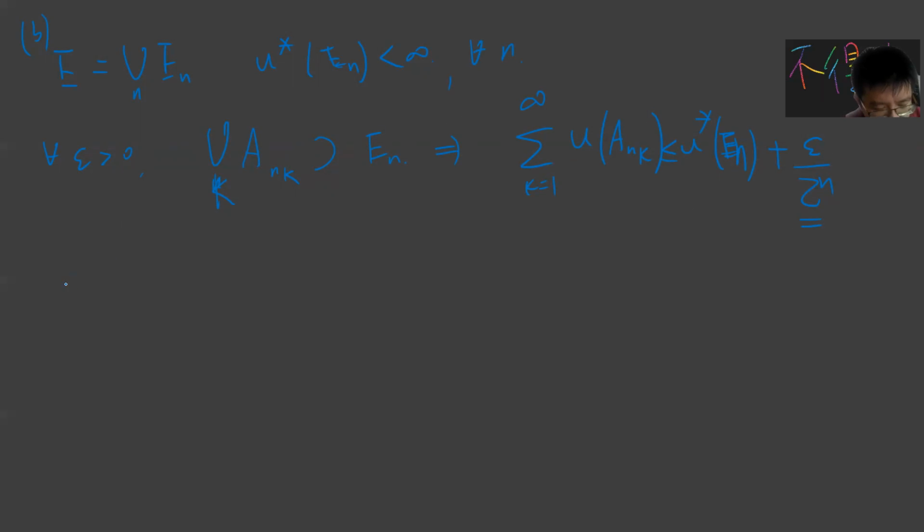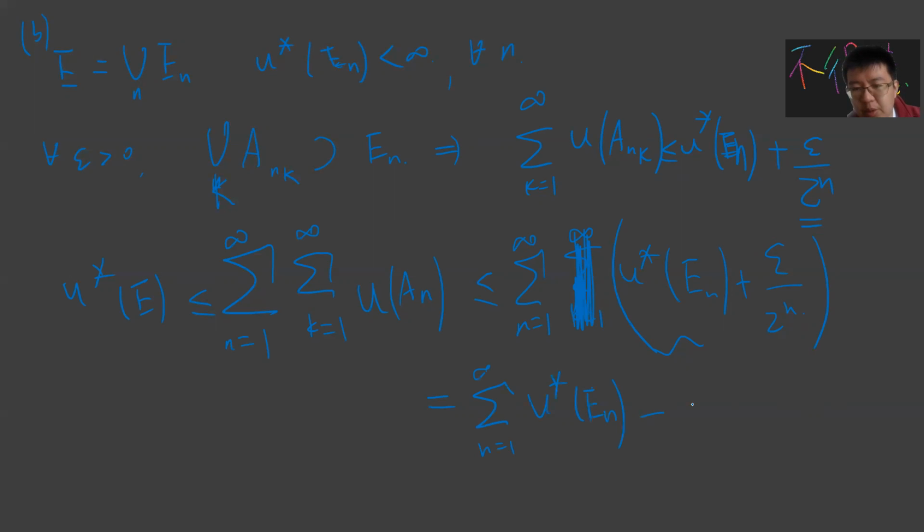Okay, so now mu star E will be less or equal to, by the property of infimum, since E is covered by everything, the sum of these: summation n from 1 to infinity, k from 1 to infinity, mu A_nk, which is less or equal to summation n from 1 to infinity of mu star E_n plus epsilon over 2 to the n. So that means this is summation n from 1 to infinity of mu star E_n, and then this is a geometric series with epsilon, and epsilon can be arbitrary. So that means mu star E is less or equal to the summation n from 1 to infinity of mu star E_n. So this is the subadditivity.